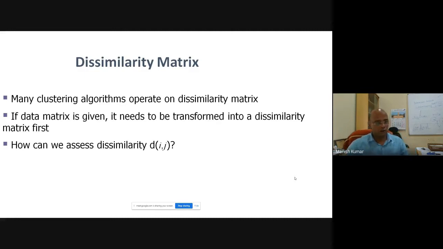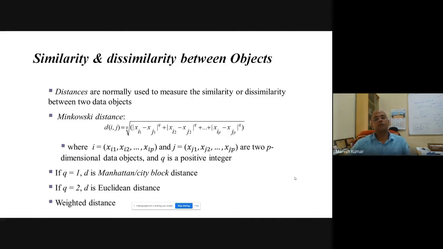So, most of the clustering algorithms operate on a dissimilarity matrix. And obviously, if a data matrix is given, then you can always derive a dissimilarity matrix. Obviously, how can we assess dissimilarity? That is what Dij we look for. So there are things like similarity and dissimilarity you can have with the use of distance calculation.